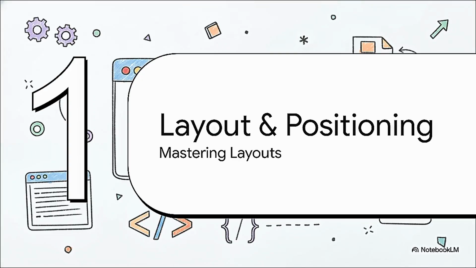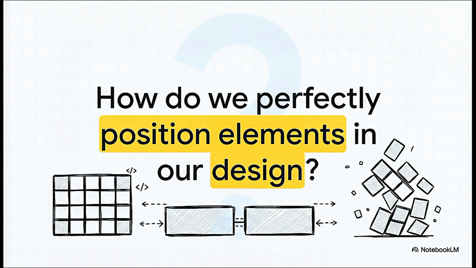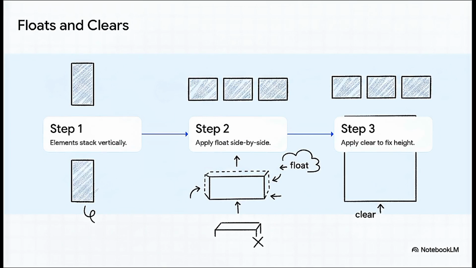Finally, Section 5, Mastering Element Layout and Positioning. So here's the million-dollar question for any web developer. How do we perfectly position and space elements side by side without our entire design just completely collapsing like a house of cards? Let's look at a classic solution to this exact problem. Step 1 to understand is that web elements naturally want to stack vertically, right? Just one on top of the other.